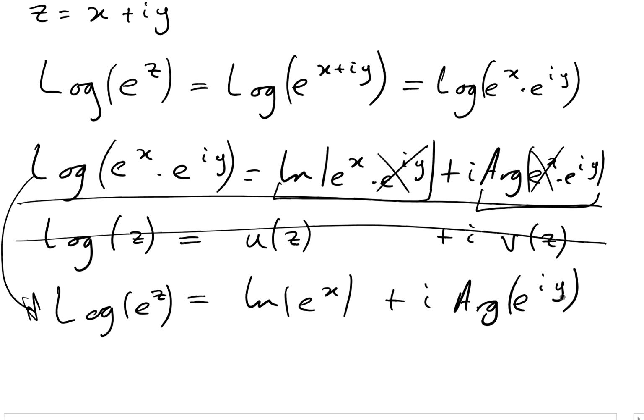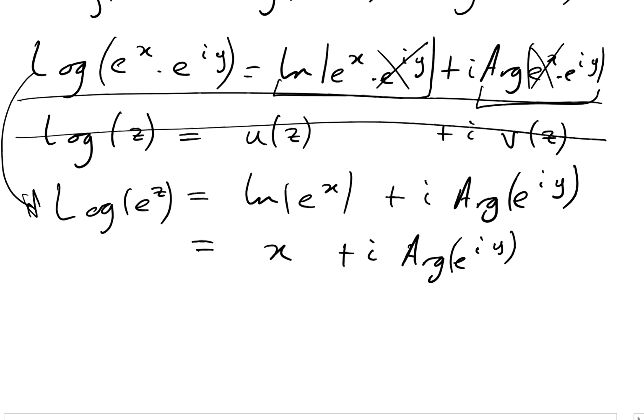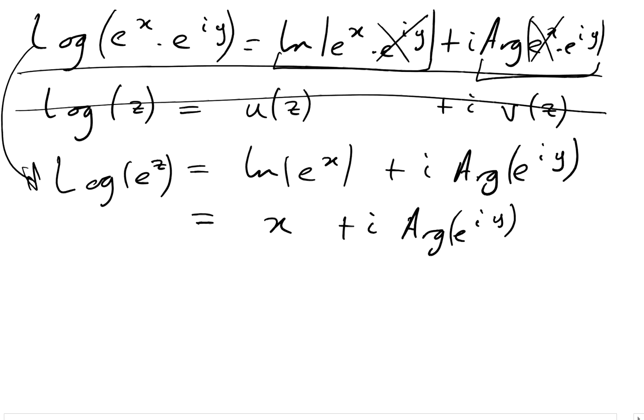Okay, well, I can rewrite this natural logarithm of e to the x just how we rewrote it before. It was just x, plus i times the argument of e to the iy. Now the thing is, this works, but it's only for a very specific set of cases. It only works if y is a member of the interval from minus pi to pi.